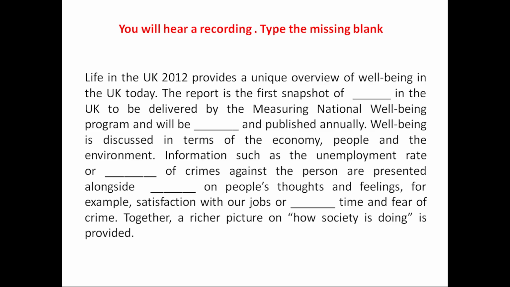Life in the UK 2012 provides a unique overview of well-being in the UK today. The report is the first snapshot of life in the UK to be delivered by the Measuring National Wellbeing Programme and will be updated and published annually. Well-being is discussed in terms of the economy, people, and the environment. Information such as the unemployment rate or number of crimes against the person are presented alongside data on people's thoughts and feelings, for example, satisfaction with our jobs or leisure time and fear of crime. Together, a richer picture on how society is doing is provided.